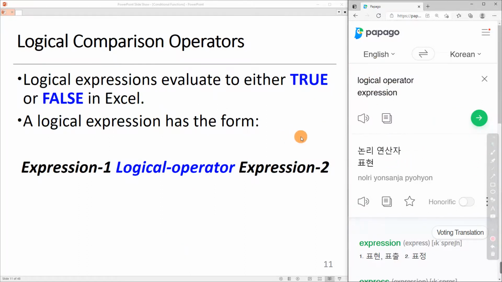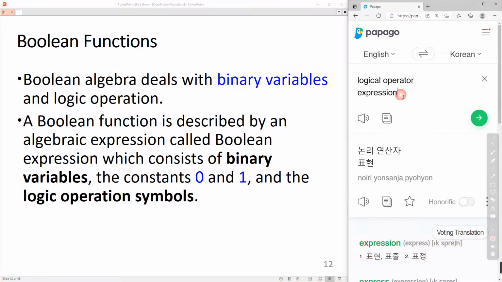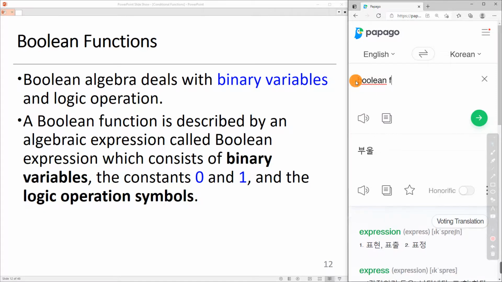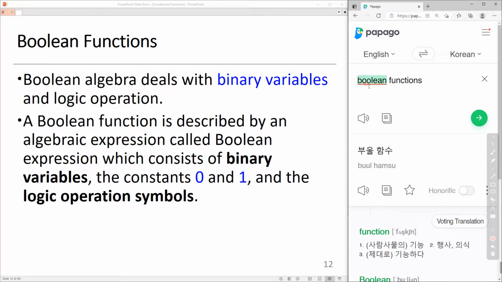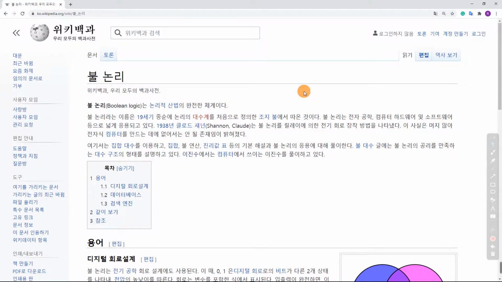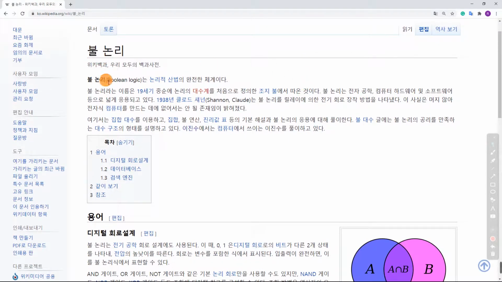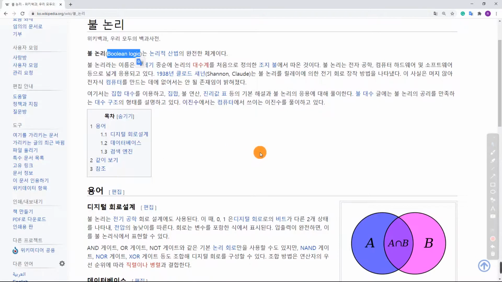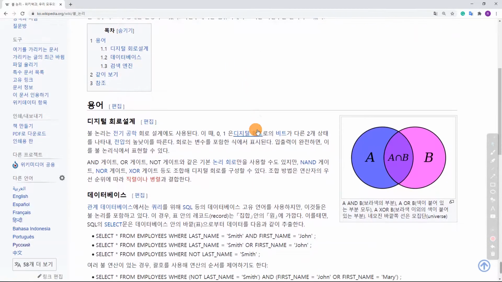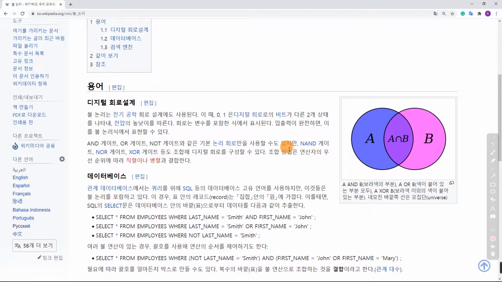Next, dear students, we will go to another topic, which is actually more general. We call this Boolean functions. I think it has the same pronunciation, Boolean. If you don't understand the concept, I suggest you read the Wikipedia page about Boolean logic, so you can find some explanations on how it's used and what kind of problems we work on here.